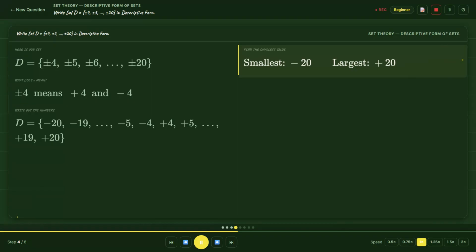The smallest number in our set is negative 20 and the biggest number is positive 20. But we skip the numbers that are close to 0. Anything between negative 3 and positive 3 is left out.